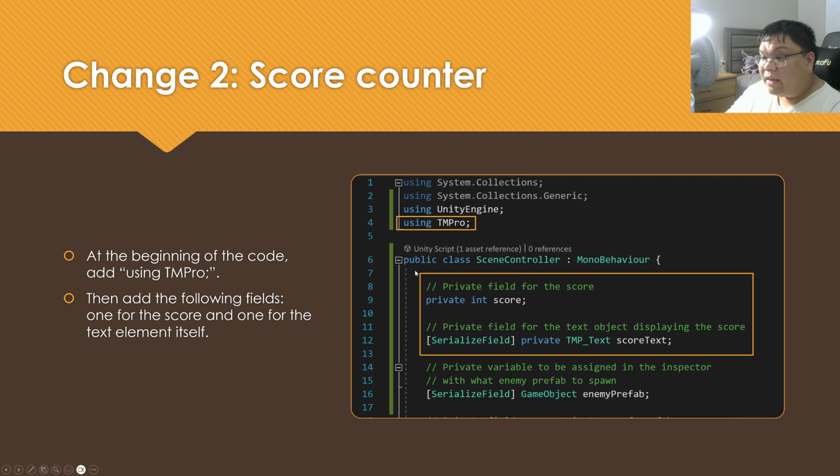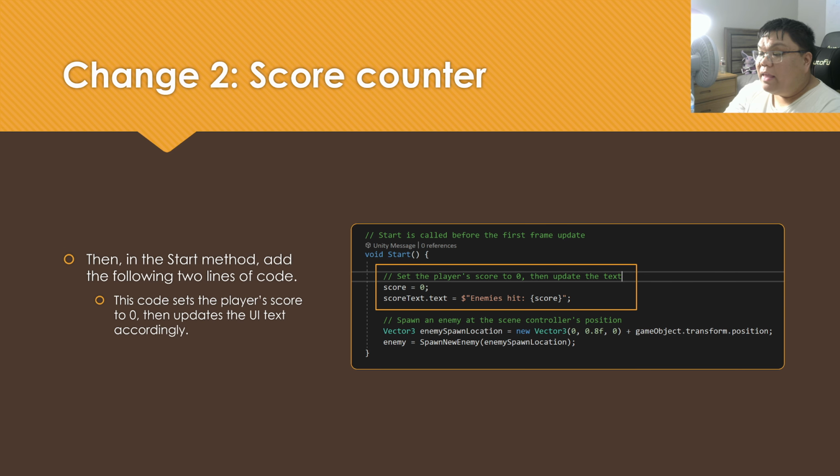In the SceneController body of the class, we're going to add two fields. One is the score, so this is going to be a private int score, and we're going to add another private field, private TMP_Text scoreText. I said it's a private field, but we want to be able to edit it in the inspector, so add SerializeField before it. So SerializeField, private TMP_Text scoreText.